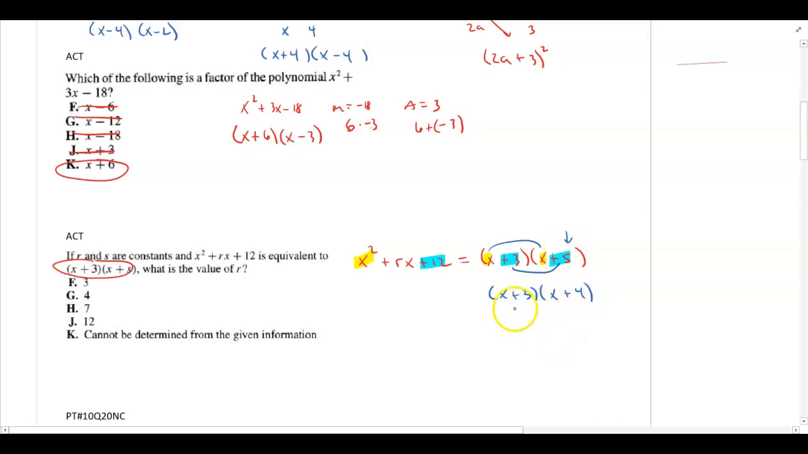And now when I look at it, the middle term, x squared plus 4x plus 3x. 3 times 4 is plus 12. This is what I need right here. That would be 7x. So you know r would equal 7. Letter H.